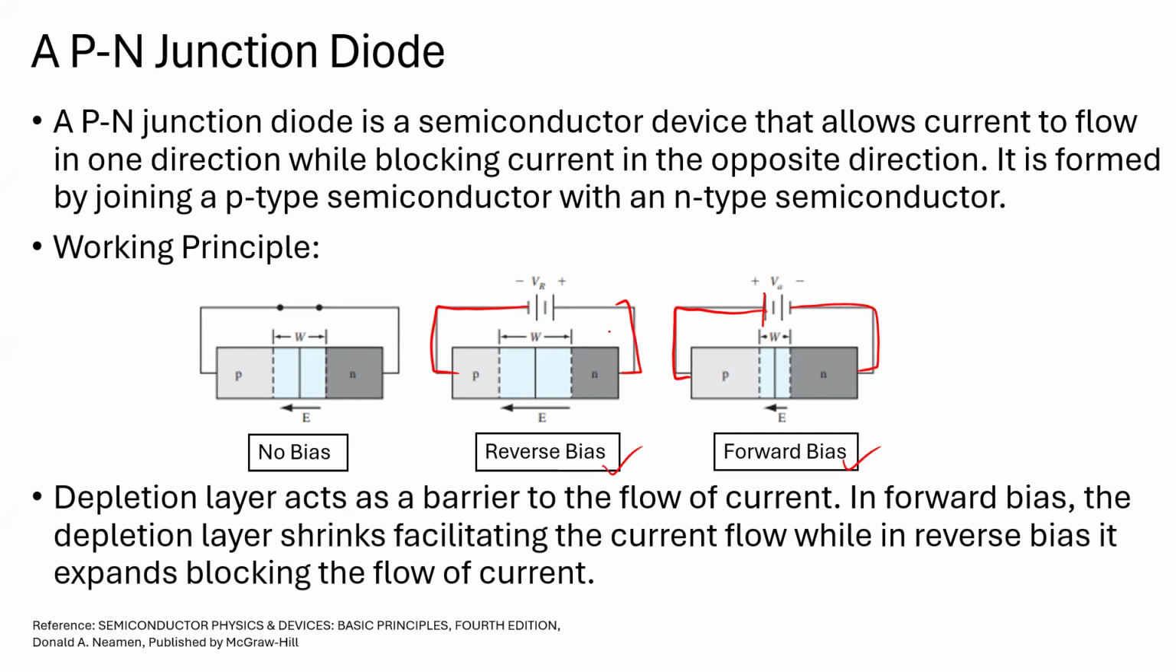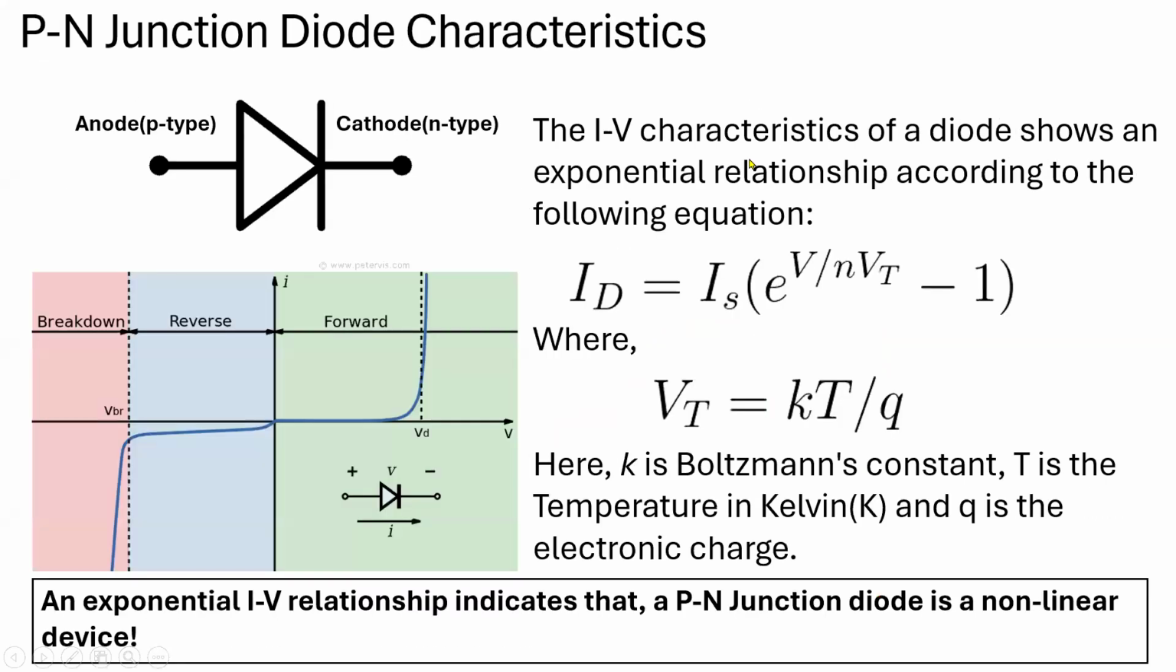Observing the biasing schemes, we can say that in reverse bias, the depletion width, or the width of the space charge region, increases, and in forward bias, the width of the space charge region decreases. As in the previous slide, there is an electric field present in the depletion region, which is responsible for hindering the flow of current. So due to the increase of depletion width in reverse bias, there is very negligible or no flow of current, while forward bias facilitates the flow of current by shrinking the depletion region. So this is the characteristic of the P-N junction diode.